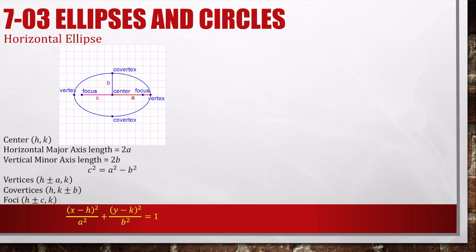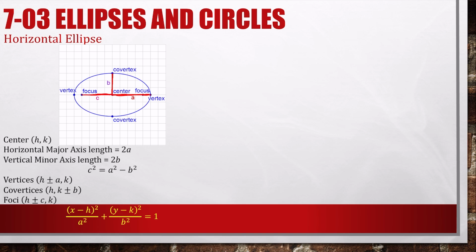A horizontal ellipse. The major axis is horizontal. The center is (h, k). The major axis length is 2a. So from the center all the way to the vertex is a. The minor axis length is 2b, so the center to a covertex is b. And the center to a focus is c. Those are all related with c squared equals a squared minus b squared.